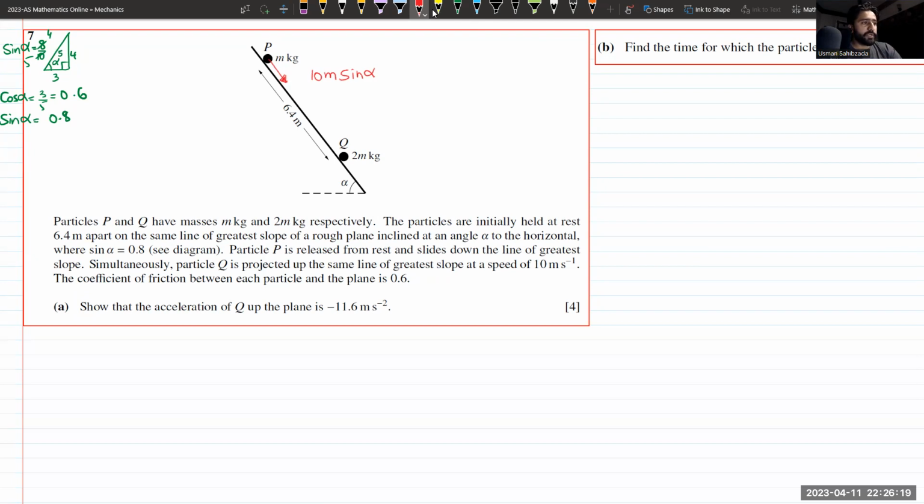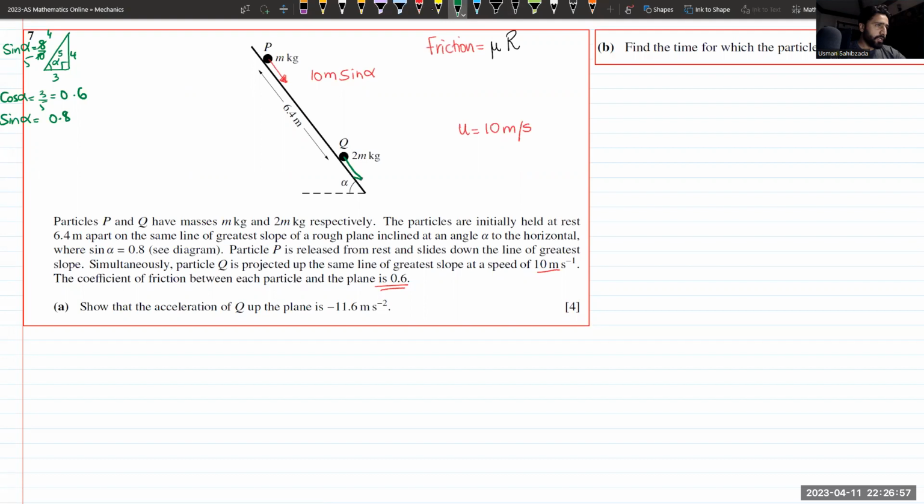Simultaneously, particle Q is projected up the same line of greatest slope at a speed of 10 meters per second. So this is the initial speed that is given to this object, 10 meters per second. The coefficient of friction between each particle and the plane is 0.6. So anybody who is not done friction, it has a formula that is equal to mu, which is the coefficient of friction, times R. R is the normal reaction to the surface. Those who haven't done it, unke liye I will do that in detail later.